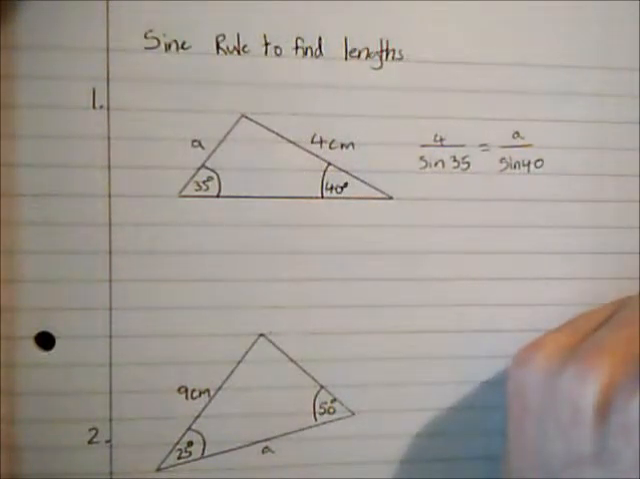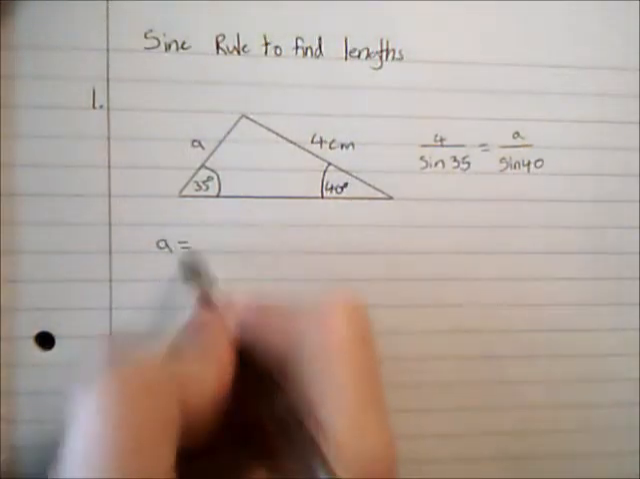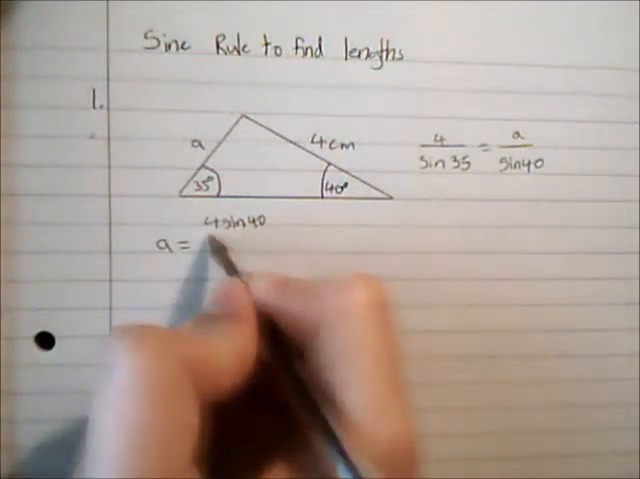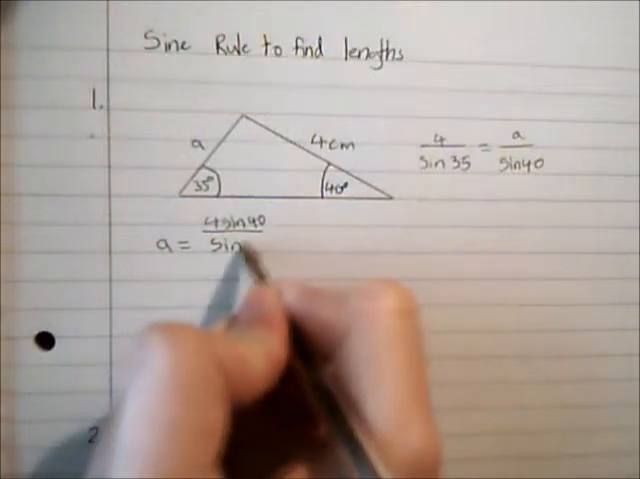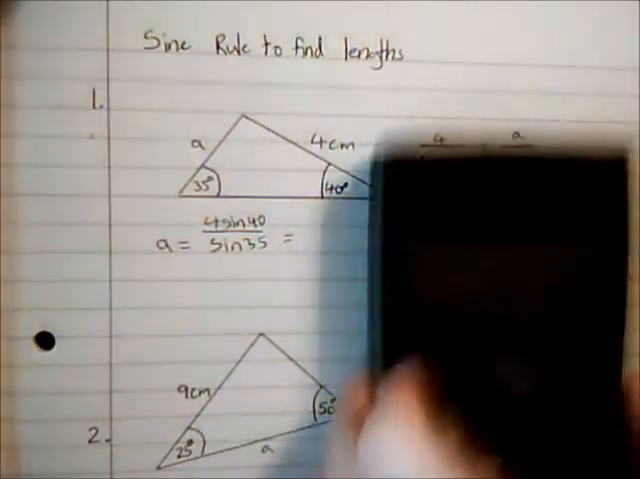So to find the value of A, I can then solve this equation. So I'm going to multiply both sides by sine 40. So A is equal to 4 sine 40 divided by sine 35. And this is something I can evaluate on the calculator.